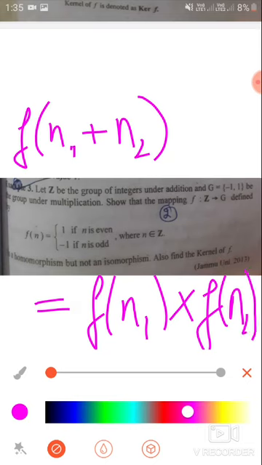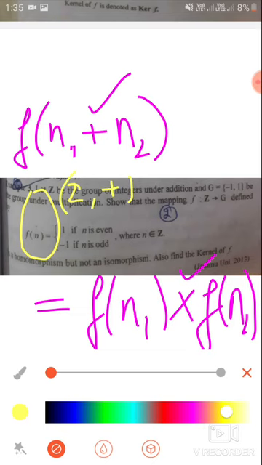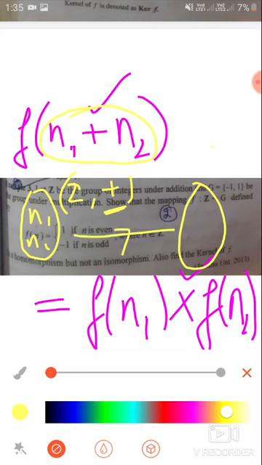So why have we chosen here the binary operation addition and here the binary operation multiplication? The reason for this is that the domain is the set of integers under addition, so the elements will lie here and be closed under addition. Also the codomain is the set G under the binary operation multiplication, so the elements will be of this form and be closed under multiplication.